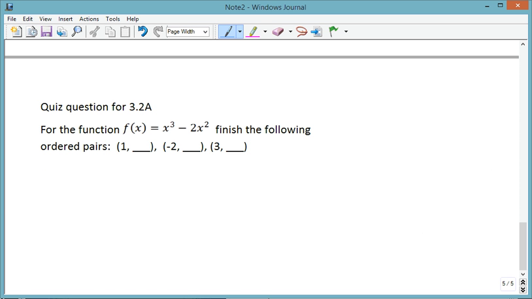Okay, here is your quiz question for 3.2a. For this function, f of x is x cubed minus 2x squared. Fill in the blanks for these ordered pairs that come from that function. So figure out what the y would be, and enter that into Canvas.